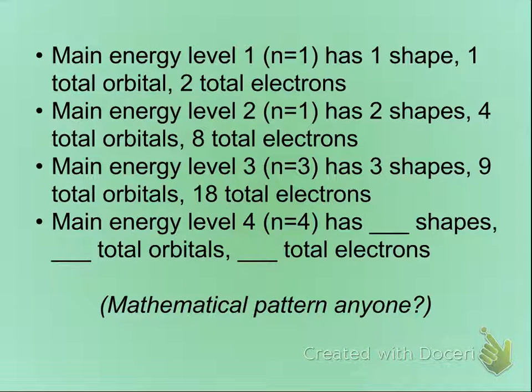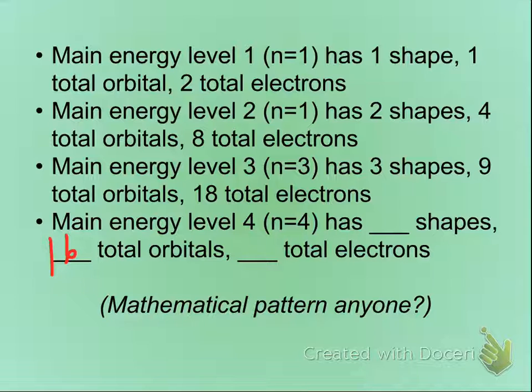This is the thing that a couple of you picked up early. This is just the math patterns for this. Main energy level 1 has 1 shape, 1 total orbital, 2 electrons. Main energy level 2 has 2 shapes, 4 total orbitals, 8 total electrons. 3 has 3 shapes, 9 orbitals, 18 electrons. 4 shapes, how many orbitals? How many total orbitals? 16.